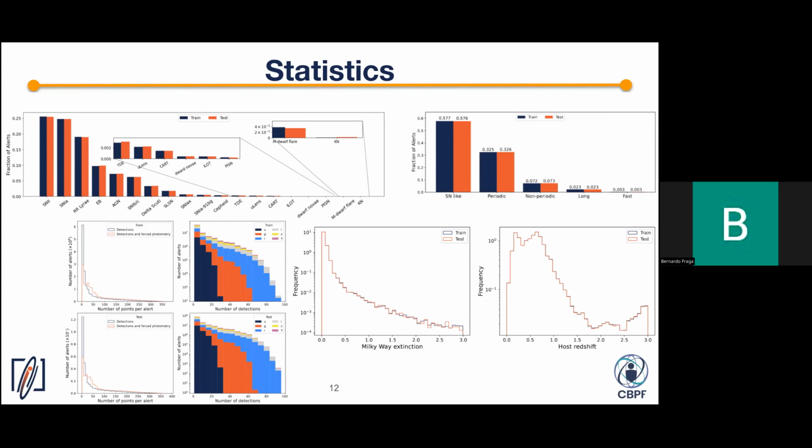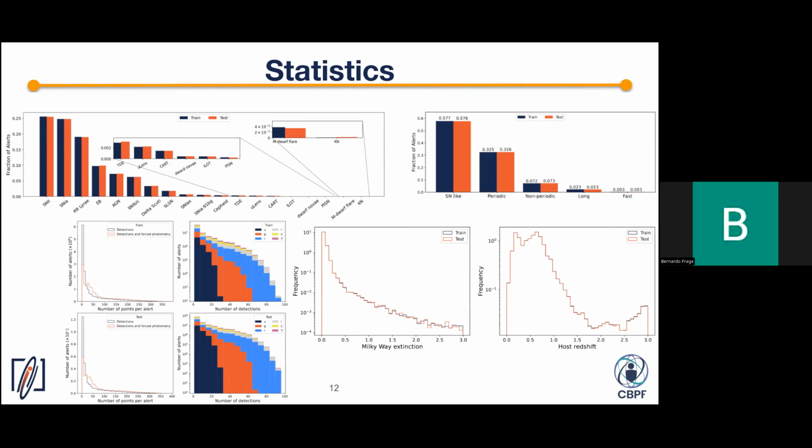You can see that the vast majority of alerts that we're dealing with have less than 20 or 30 points. So we're doing classifications based on very short light curves. This is summed up over all filters, by the way. It's not per filter, it's the sum of all point detections across filters. Detections are in blue, and if you include forced photometry, we have the thing in orange.